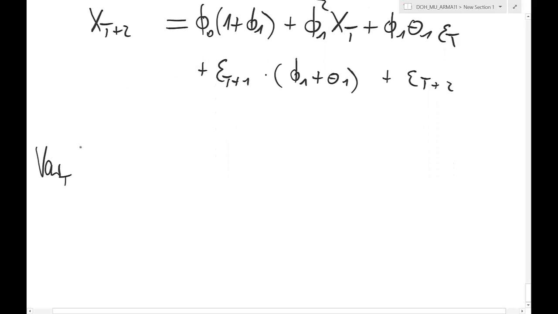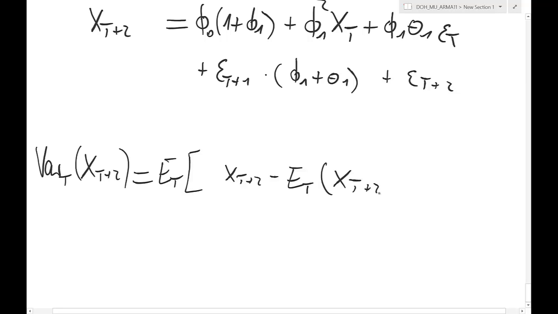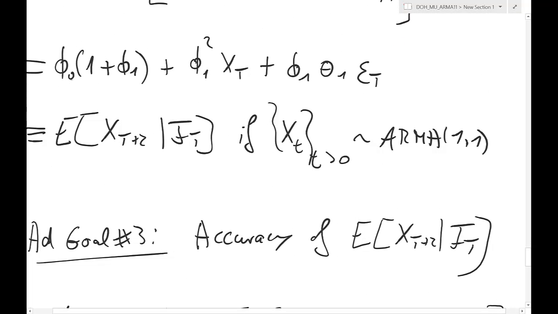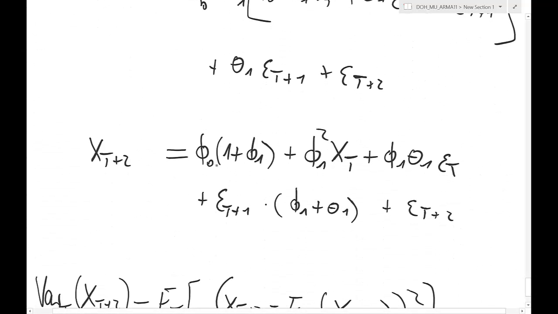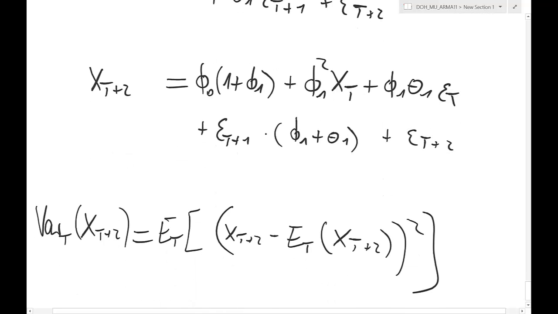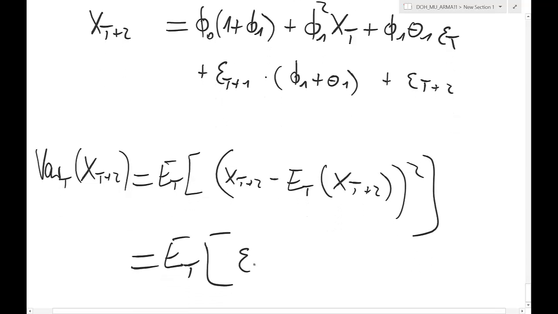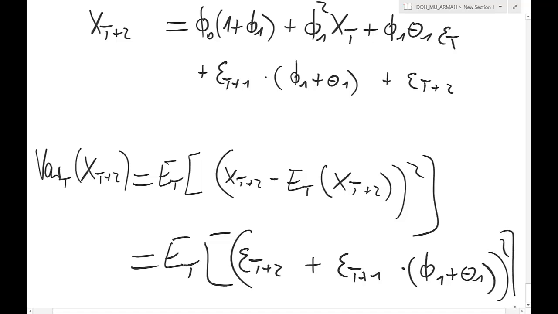In order to get the variance of X_{t+2}, we need to get X_{t+2} minus the expectation, and that must be squared. Okay, so what is the expectation? Look here. That part, I've seen that already in X_{t+2}, and that part. Let's just check. That is part of the expectation, part of the expectation, part of the expectation. So it cancels out. What we therefore end up with is just the expectation of the lower part here, epsilon_{t+2} plus epsilon_{t+1} times (phi_1 plus theta_1). That entire thing gets squared deviation.